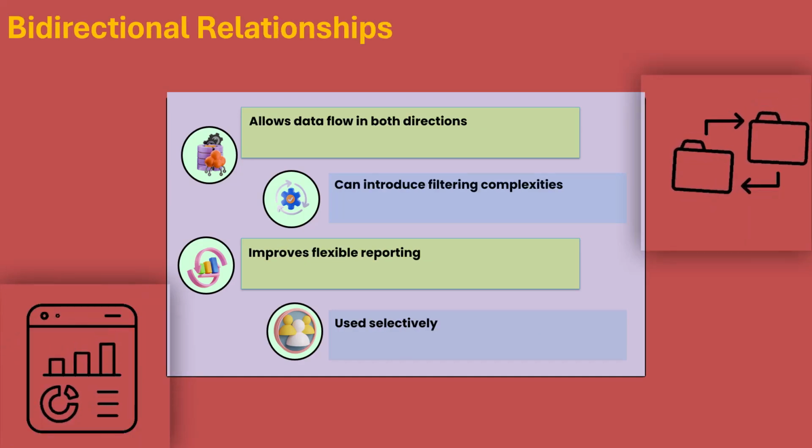Bidirectional relationships are powerful but tricky. Allowing data flow both ways sounds great, but it can cause unintended filtering. It's like a highway with traffic moving in both directions. Let's see when and how to use them wisely.